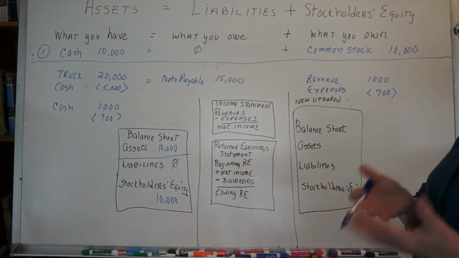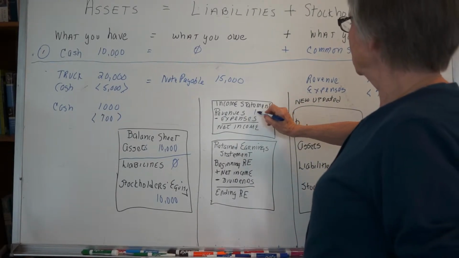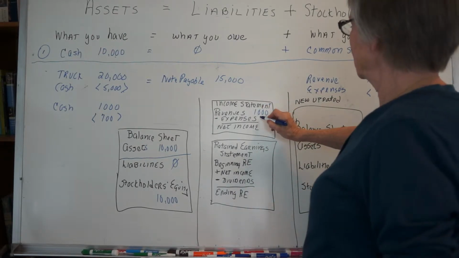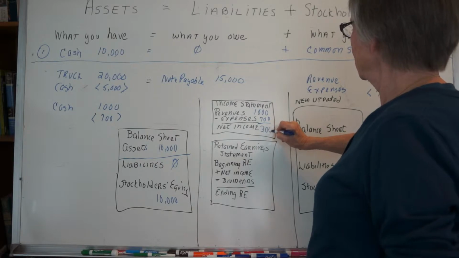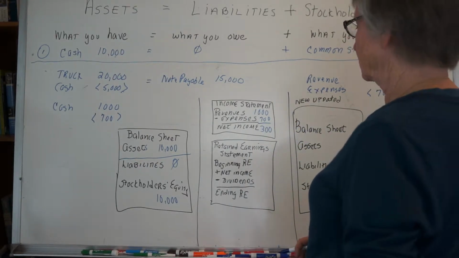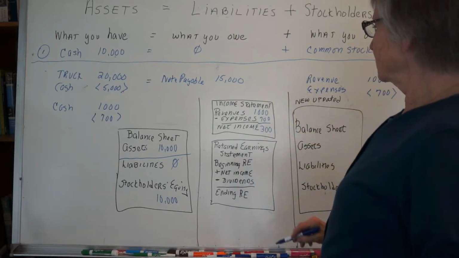Now, we went and drove the truck around, we did some work, and so during the month, we had revenues of 1,000, and then we had expenses of 700, so we had net income of 300. I'm not paying any dividends, just not to confuse things. So this would be our income statement for the current period.